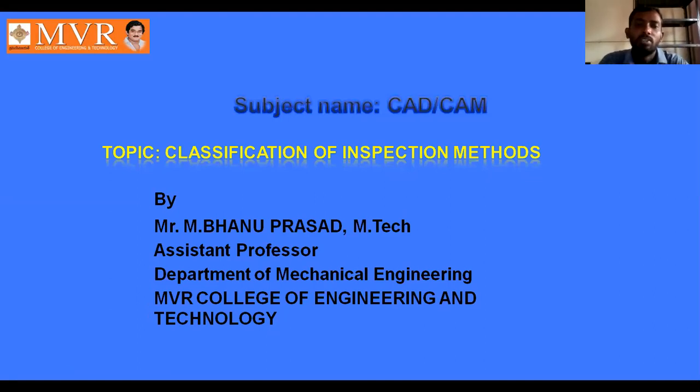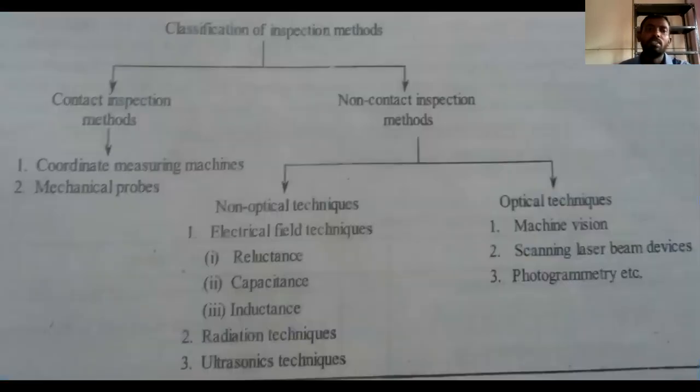So today's class is on classifications of inspection methods. We have different types of classifications. The first one is the contact inspection method, and the second one is the non-contact inspection method. What does contact inspection mean? When the probe contacts the object and shows the quality of the product, it is known as the contact inspection method. Non-contact inspection is telling the quality of the product without contact with the object.